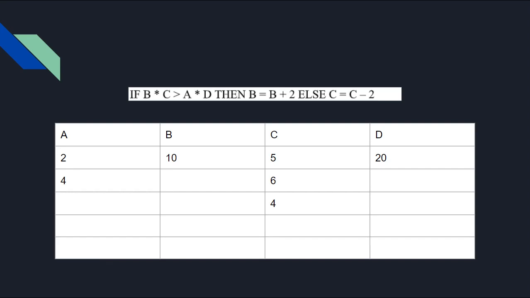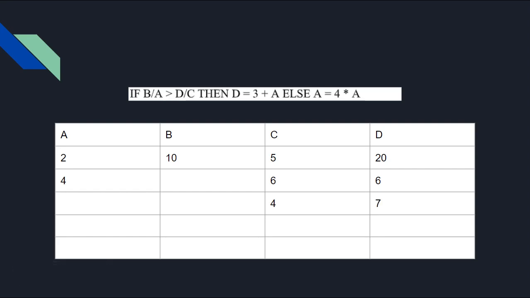So then C equals C minus 1. As you see here, I subtracted 2 from C, and 4 is our new value for C after this line is executed. After this line is executed, D equals B minus A. B is 10, A is 4. 10 minus 4 is 6. So that's our new value for D.